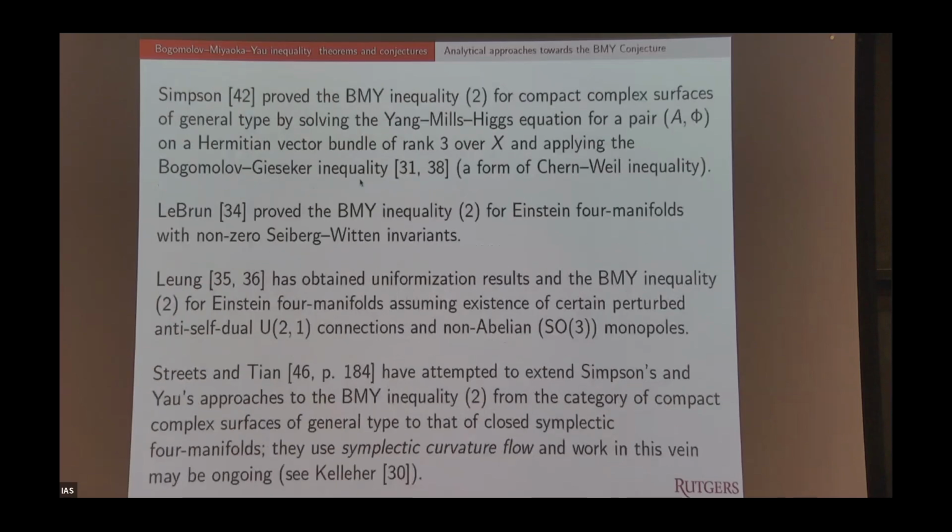So, let me just talk a little bit about some of the work that's been done so far. Simpson proved this inequality using the generalization of the Higgs monopole equations that Hitchin had studied over Riemann surfaces. Simpson essentially studied them over complex Kähler surfaces. And LeBrun has proved the inequality for Einstein four-manifolds with non-zero Seiberg-Witten invariants. Cohn and Liang have obtained some variants of the result as well in special cases.